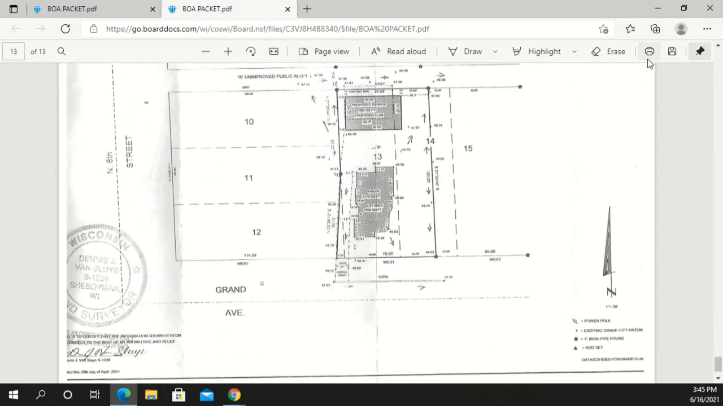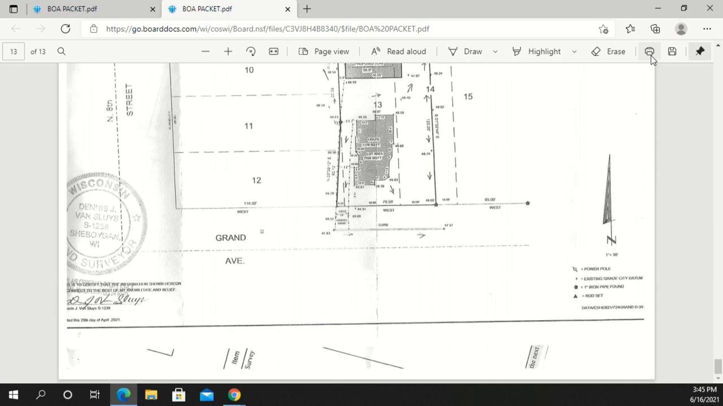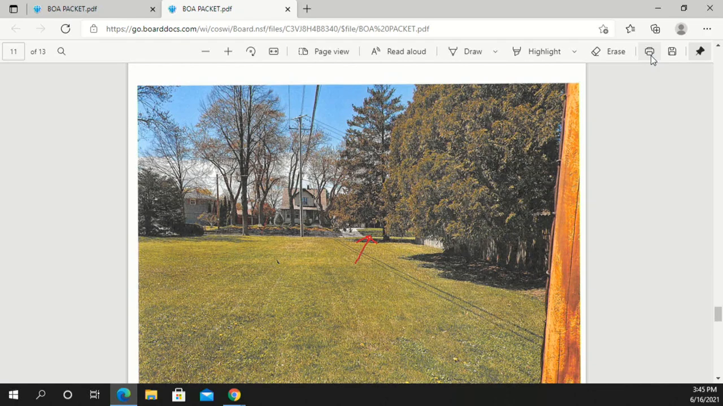I also plan on building a 10 by 20 yard shed in the backyard, which is 5 feet from both corners. And that's an impact area. If you look at the survey map that I handed in, it's in the impact area of his driveway. So I build that shed there.